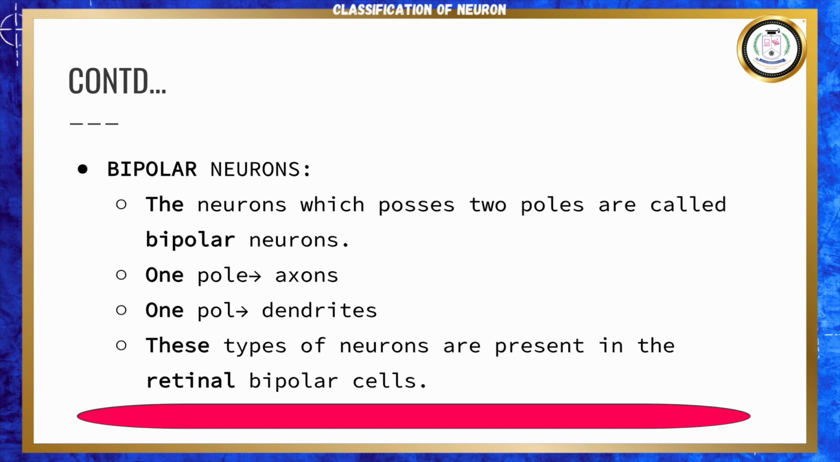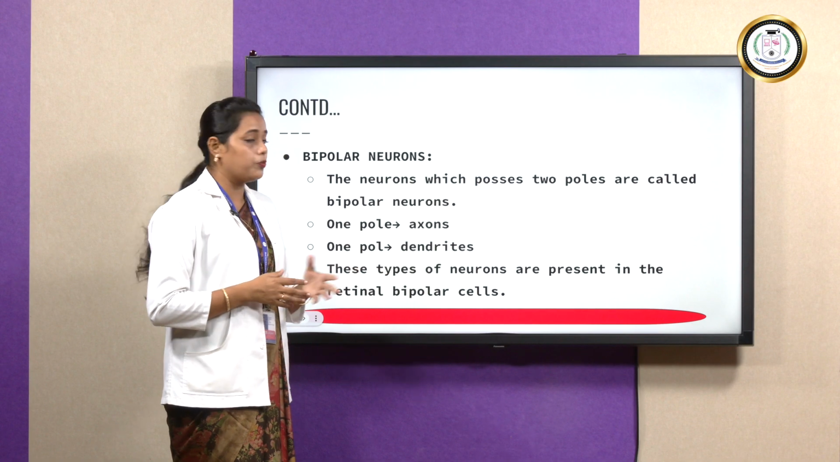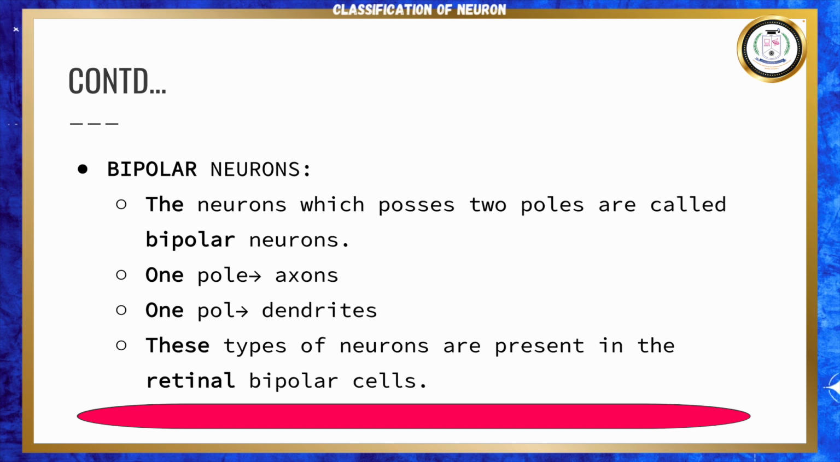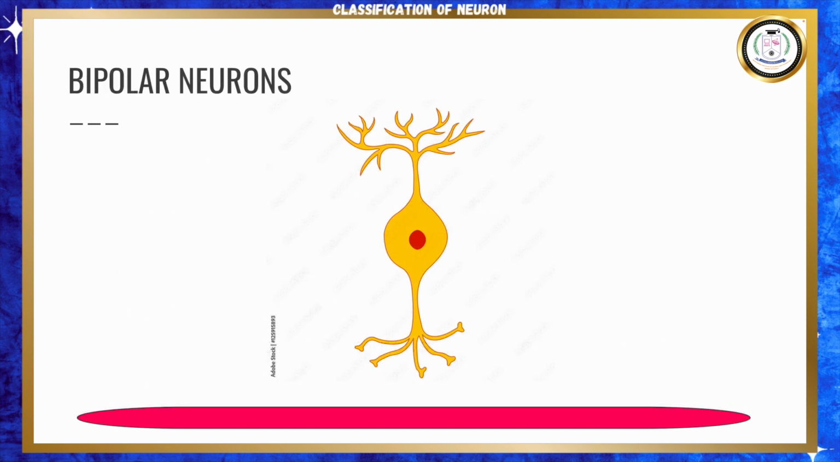Next, we will start with bipolar neurons. These are the neurons which possess two poles. One pole gives rise to the axon and the other pole gives rise to the dendrites. These types of neurons are present in the retinal bipolar cells. Here you have a picture representation. One pole is giving rise to the dendrite and the other pole is giving rise to the axon.